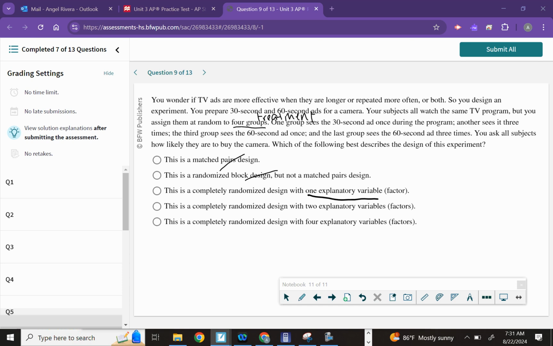Now, is there 1, 2, or 4 explanatory variables? We're looking at if they're longer or repeated more. So those are our 2 variables.